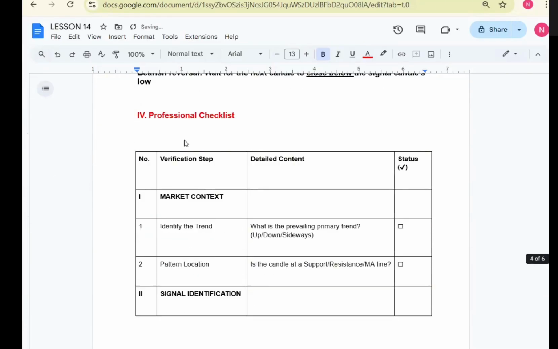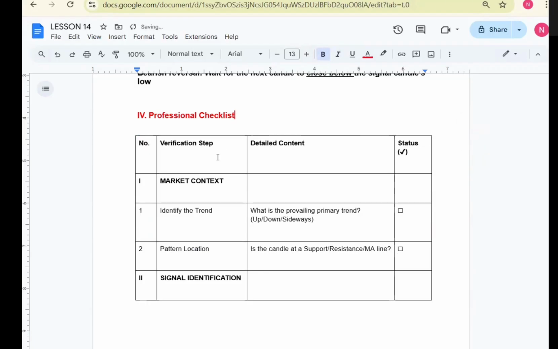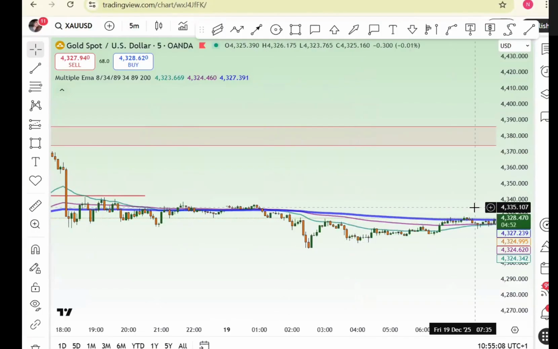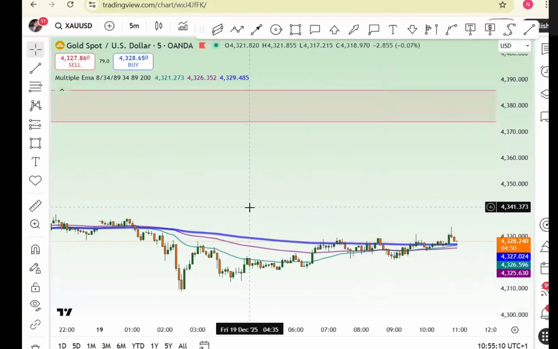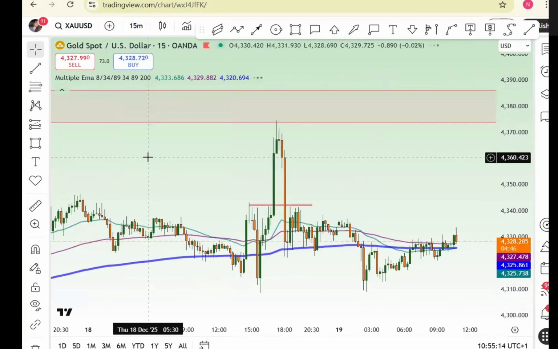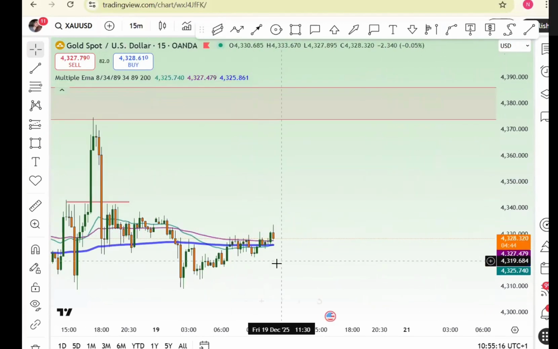All right, the first one, we will go step by step to explain each step, okay? And the first thing for the market context, you need to identify the trend, right? Very important to trade with the trend. Don't go against the trend. In case the market's moving sideways, that is the story when it's moving sideways. All right, like this time.